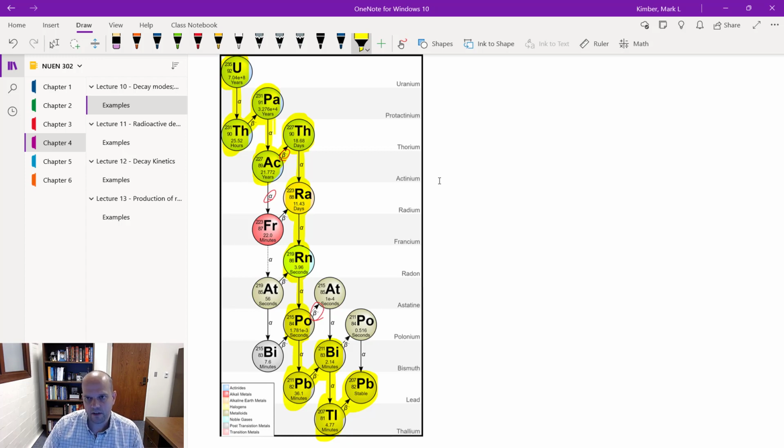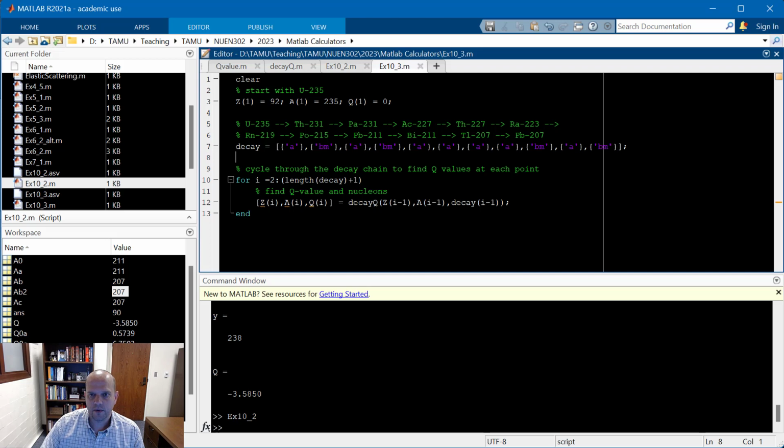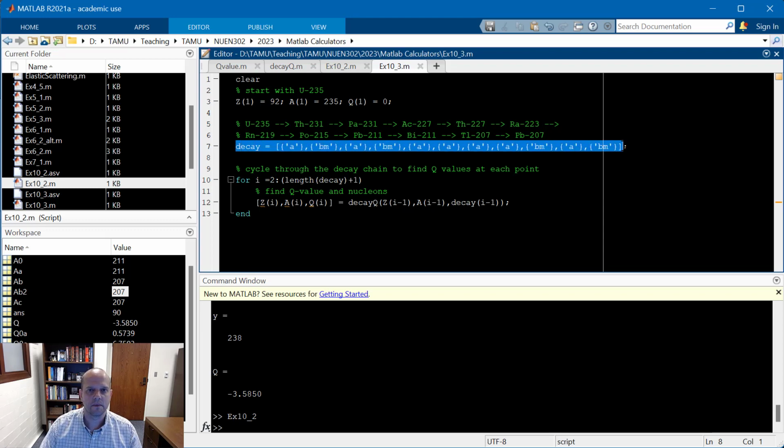We'll make use of this calculator again. And for this one, all we need to do is start with U-235, and we'll let the calculator tell us what the new daughter is every time. All we need to do is tell it what kind of decays we experience each time. For the paths that I just highlighted on this example, we just step through those: alpha, beta minus, alpha, beta minus, alpha, alpha, alpha, alpha, beta minus, alpha, beta minus. And so that's all the information we need.